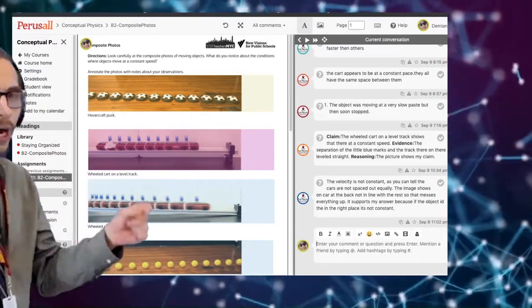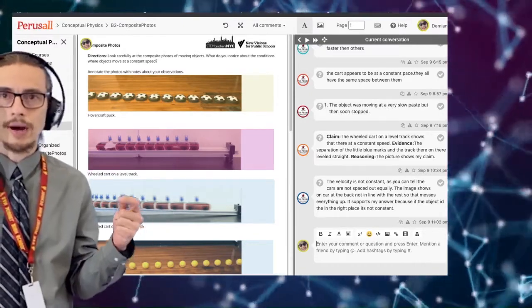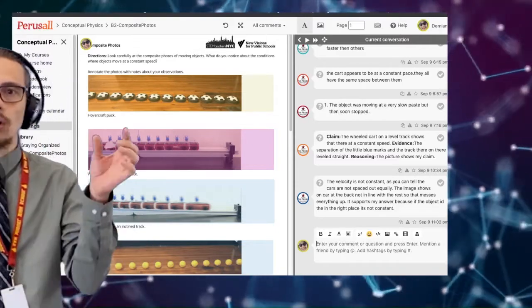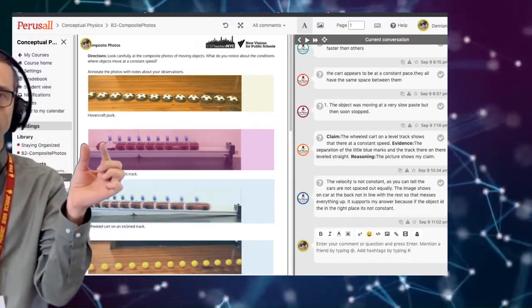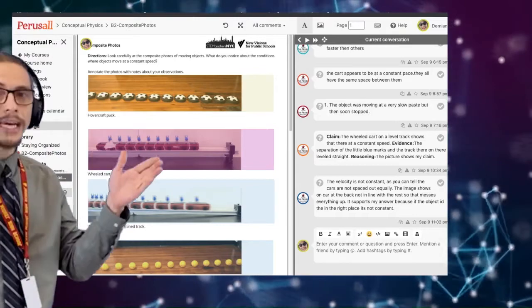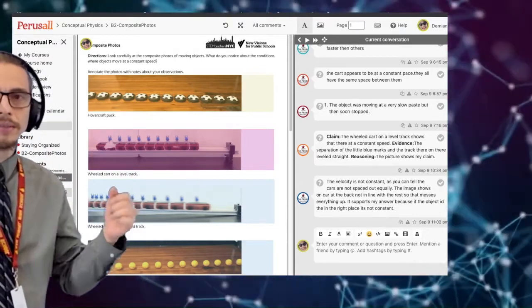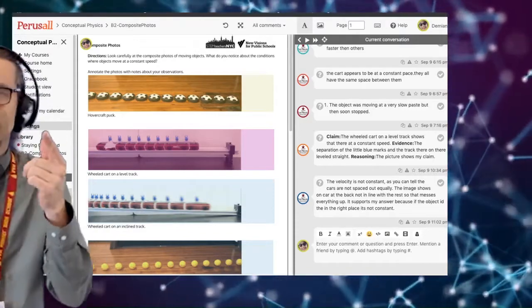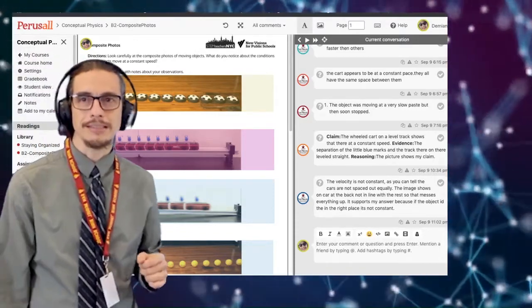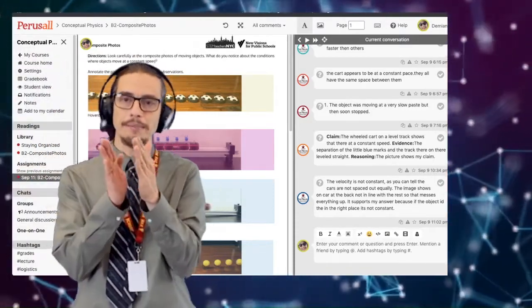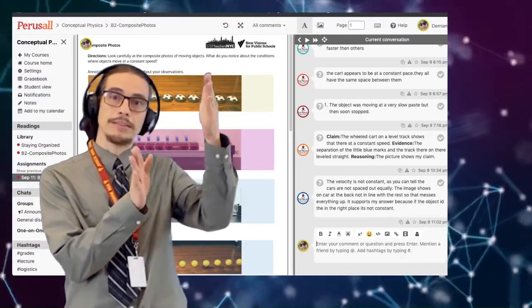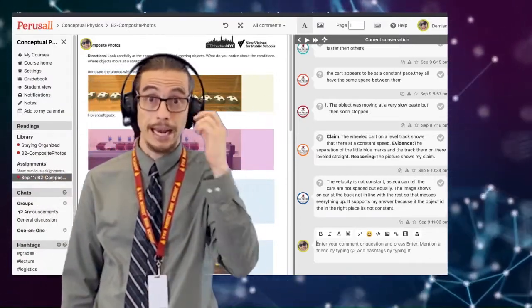What about the picture is telling you that it's moving at a constant velocity? And then why is that telling you that it's constant velocity? So what about the picture is telling you constant velocity? The spacing. Very good. Okay. Why is the spacing important? Right. Constant velocity means that the amount of space in between equal amounts of time is going to be the same and in the same direction.